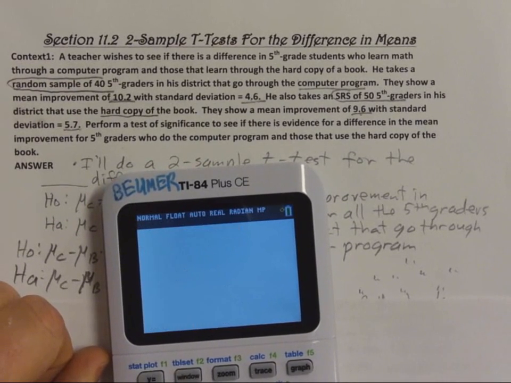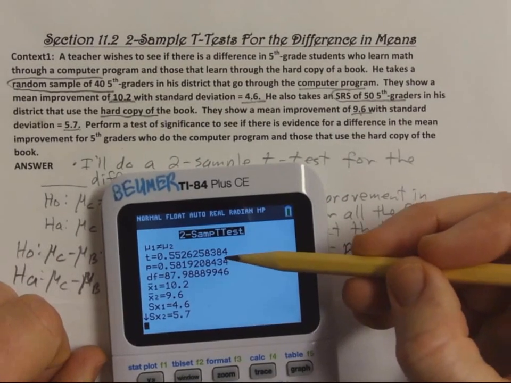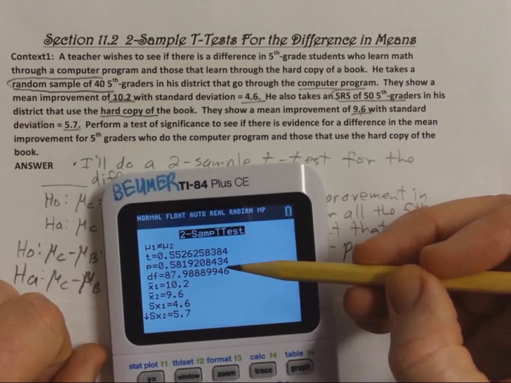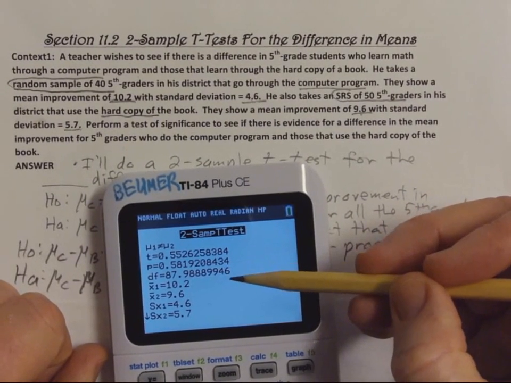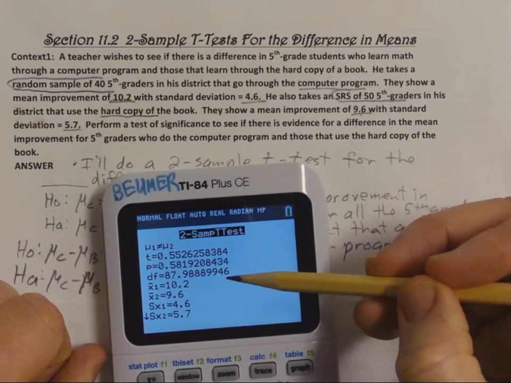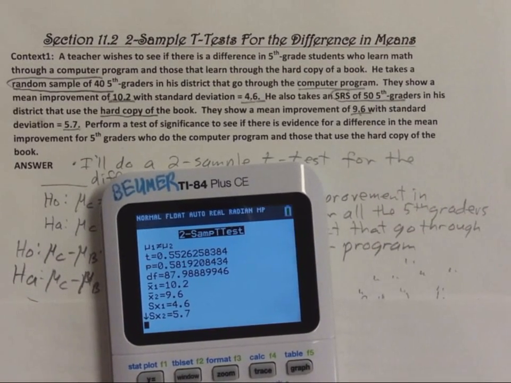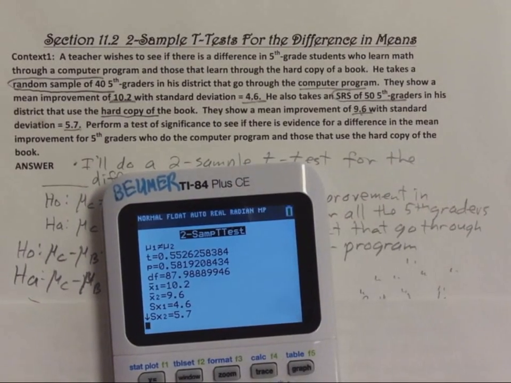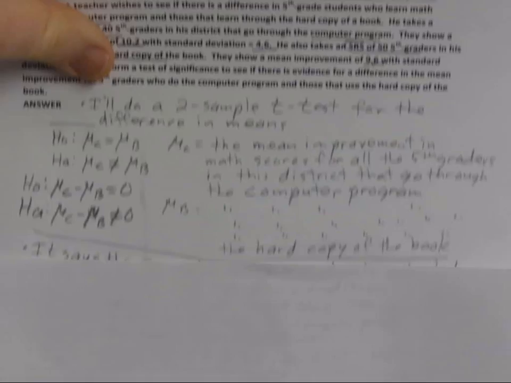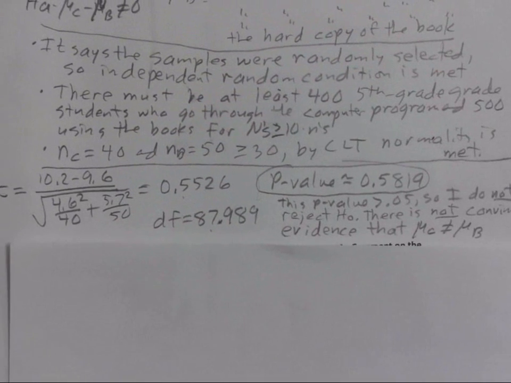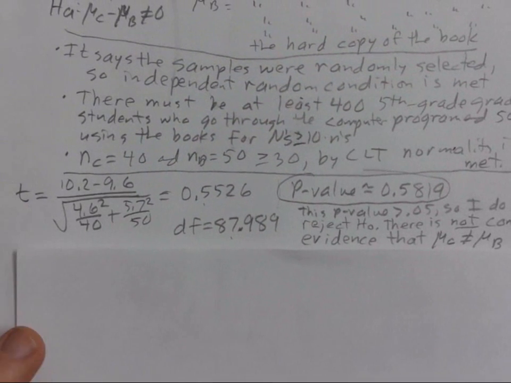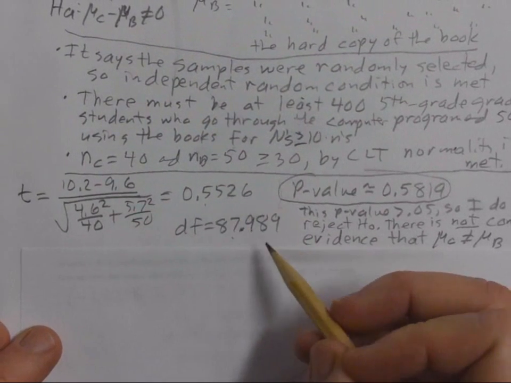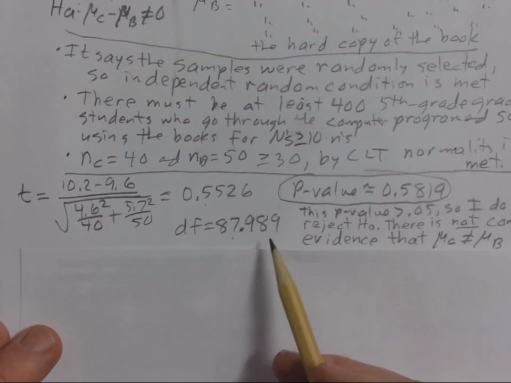Then we just go calculate, and there's our test statistic, a very small one, and there's our p-value, a very big one, and there's our degrees of freedom. Those are the three numbers you have to write, and that's all you have to do for your mechanics: write down those three numbers. Make sure to write down all three of them, including the degrees of freedom. That is what I have done here: there's my test statistic, my p-value, and my degrees of freedom.